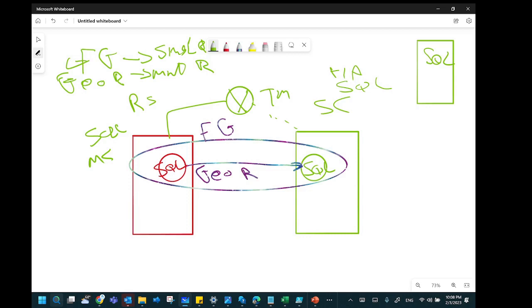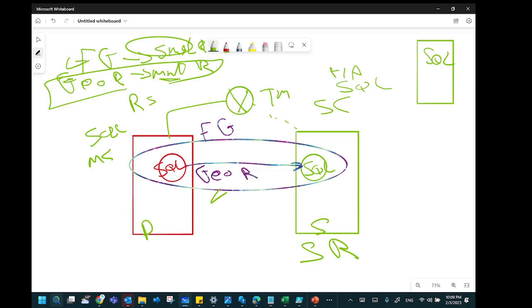So let's go with geo-replication here. The secret word is single region or multiple regions. You can choose geo-replication for high availability with your customer if you need to be able to fail over the database to a secondary site or secondary region. So this is the primary, this is the secondary, and we can use it if you need to fail over to a secondary region.